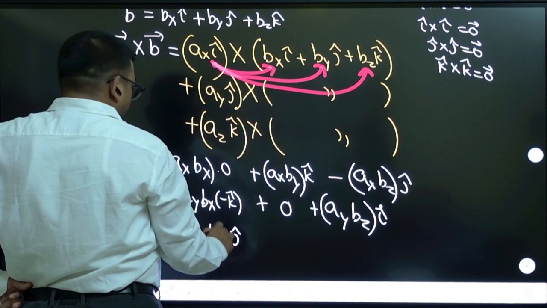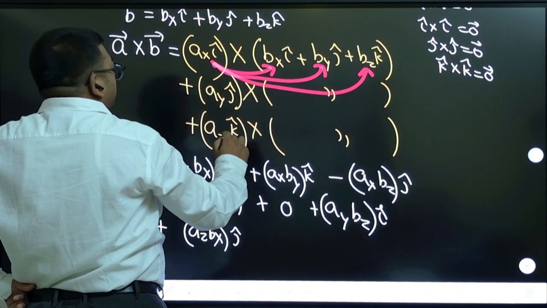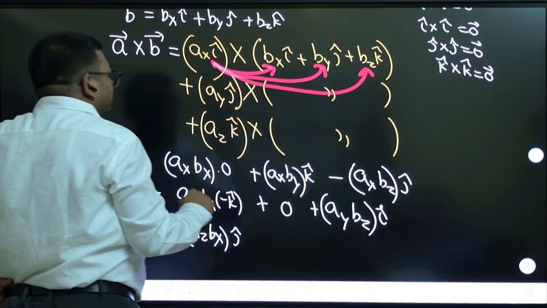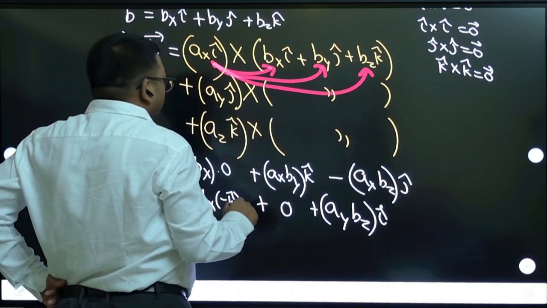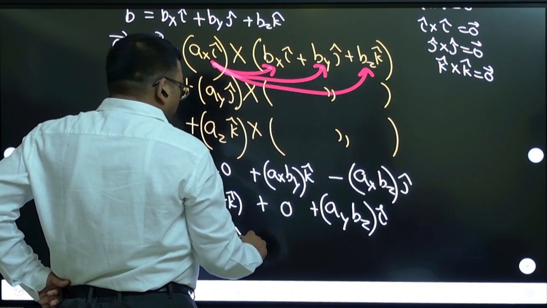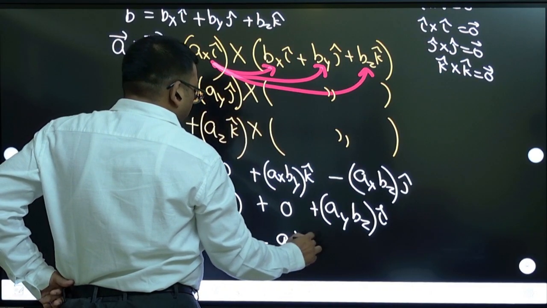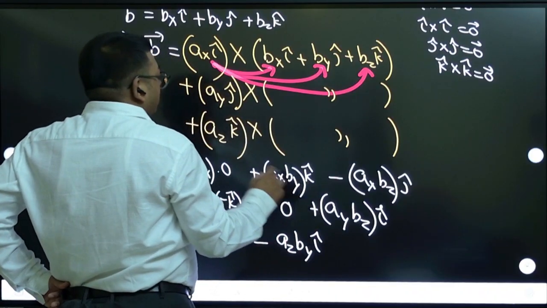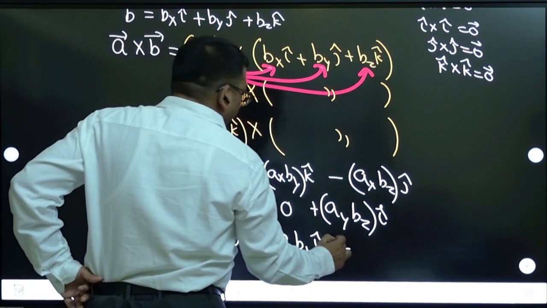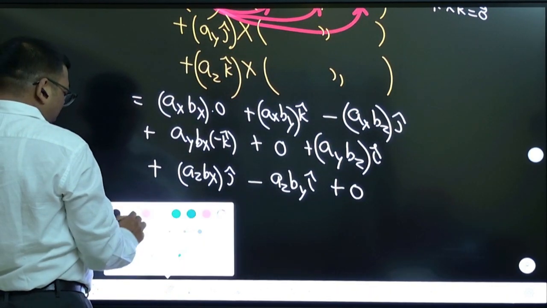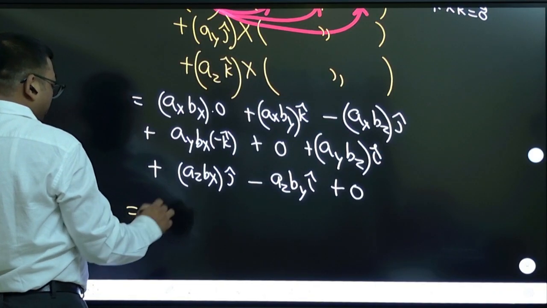Check. Okay, like this you get. Then k cross j is what? K cross j is minus i. So this will become minus az by minus i cap. Then k will become 0. So you will finally be getting 6 terms here, right? So let us rearrange them in terms of i cap, j cap, k cap.